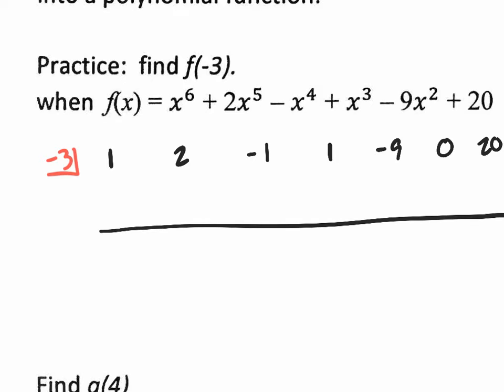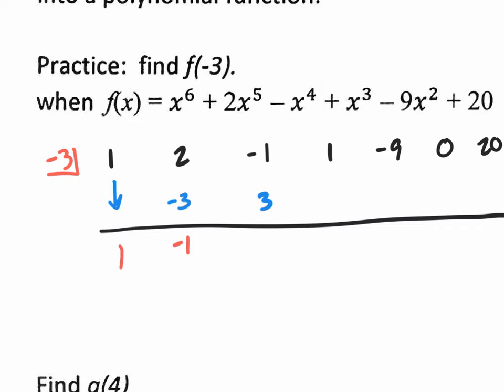Whoops. So as you go down, you combine. 1 plus nothing is 1. As you go up, you multiply. Negative 3 times 1 is, help me out, guys. Negative 3. Okay, and as you go down, 2 combined with negative 3, what do we get? Negative 1. As we go up, we multiply. Negative 3 times negative 1. Positive 3.